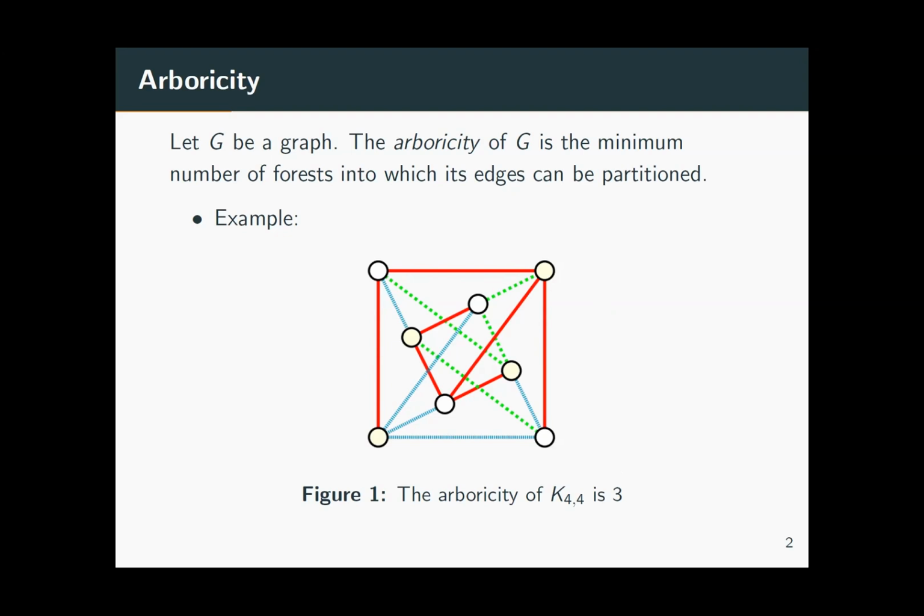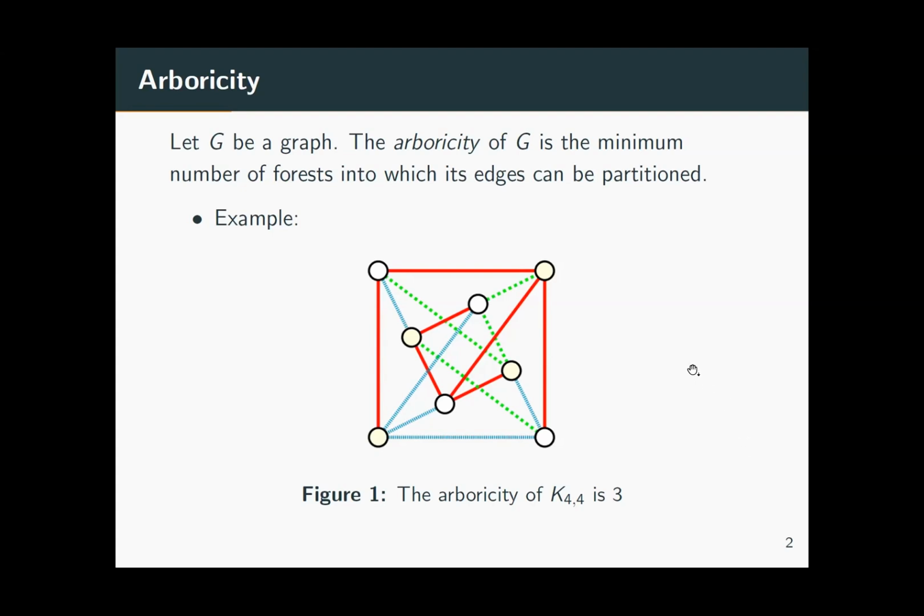for any forest on 8 vertices, they must have at most 7 edges, right? But in the graph K44, we have 16 edges in total. So if you partition it with only 2 forests, the total number of the edges would be at most 14, right? So there's no way that you can find a 2 forest partition. So here 3 is indeed the arboricity of K44.